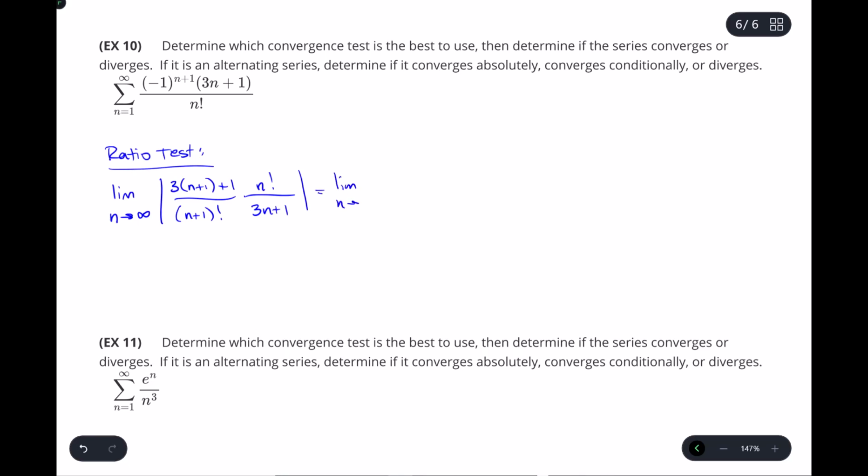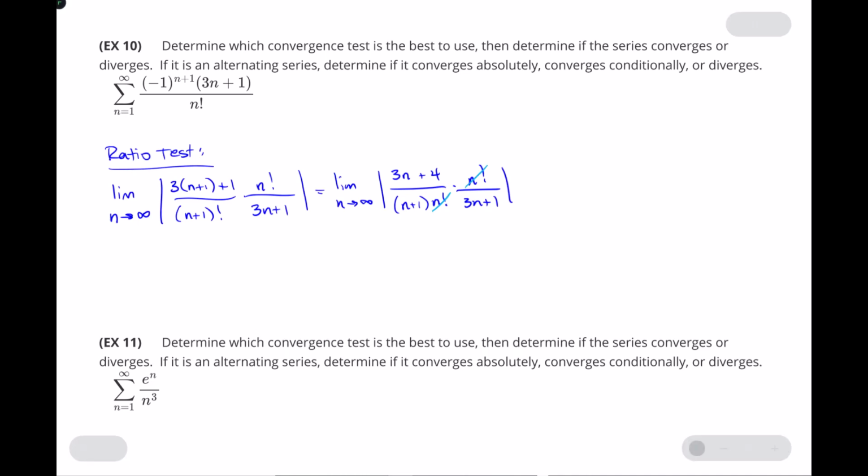Then we have the limit as n goes to infinity. In the numerator, that would be 3n plus 3 plus another 1, so 3n plus 4 over, I'll take the top item off of that factorial, and the factorials will cancel then, so the remaining factorials will cancel.